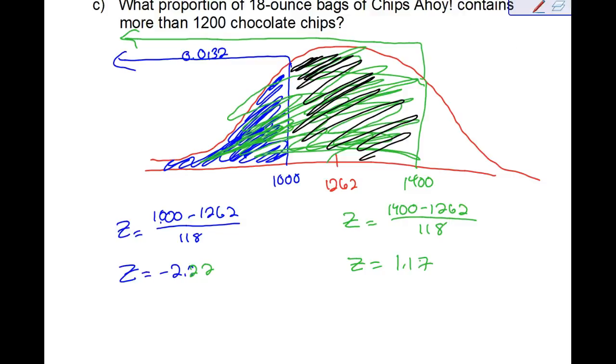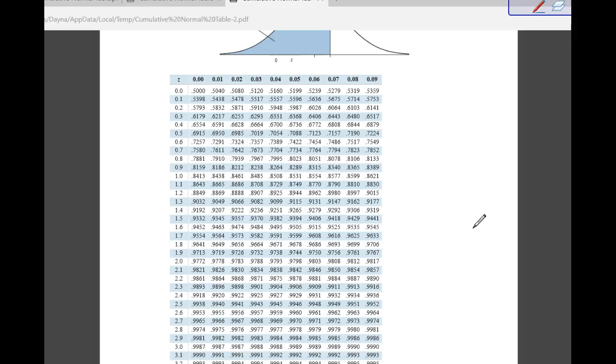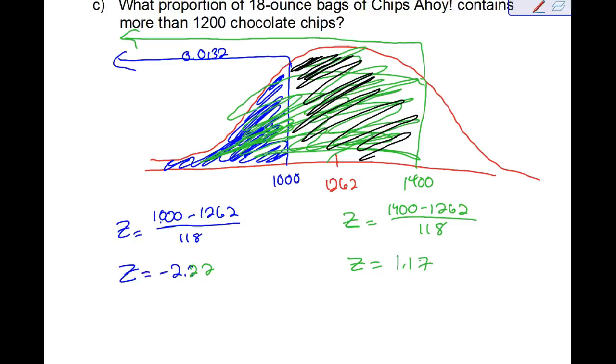So I need to look up the one for 1.17. So I need a 1.17. So it's 0.8790. So that's going to give me a 0.8790.